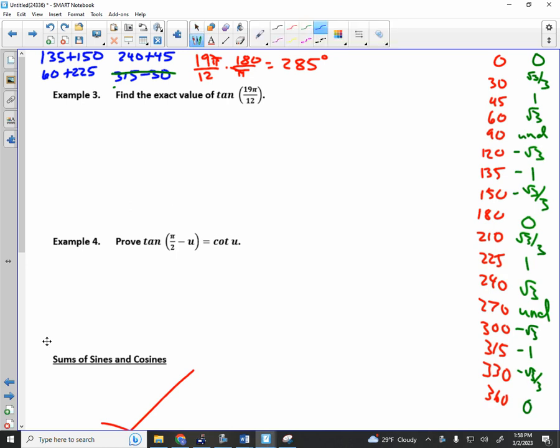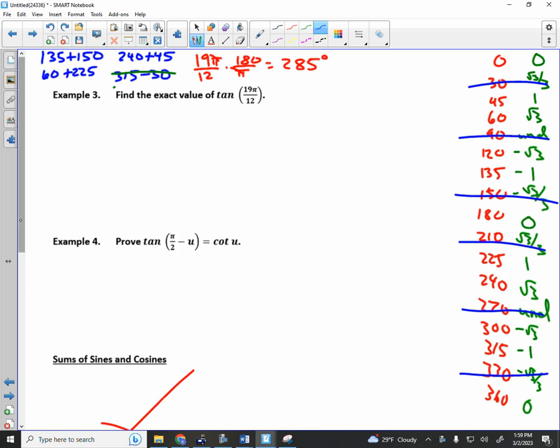So you can see very clearly by this picture that I've painted that we don't like to use 30, we don't like to use 150, we don't like to use 210, we don't like to use 330. And we don't like it when it's undefined either. So we've gotten rid of some options here.